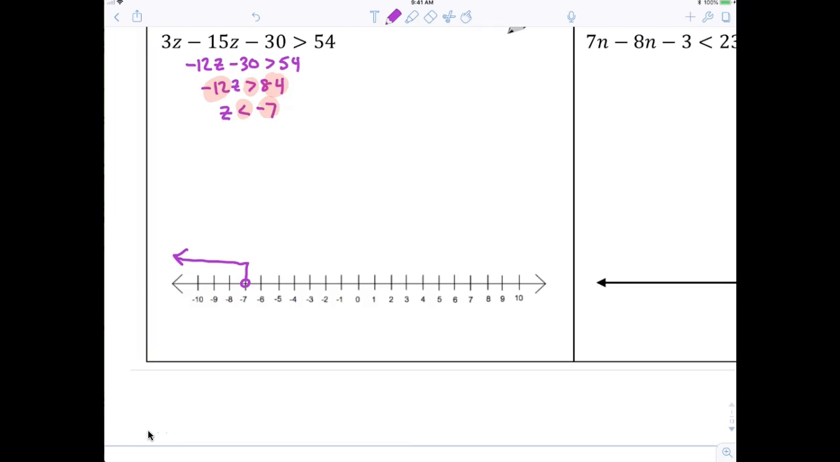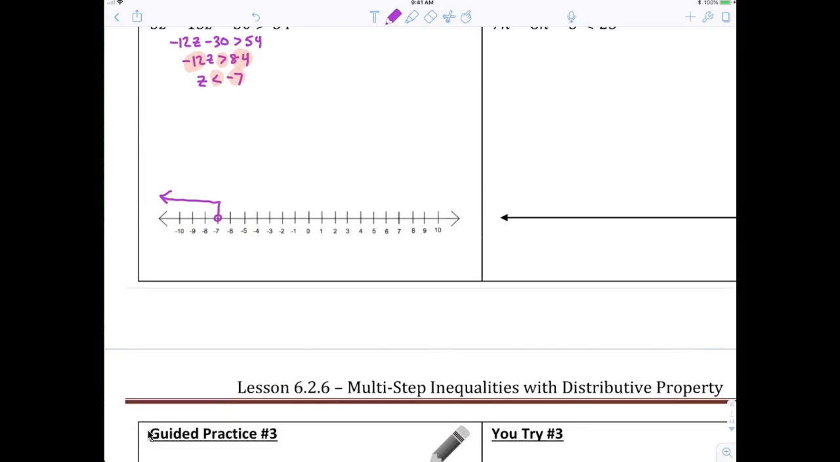Now, interval notation. Here we go. Remember, you read numbers from left to right. So I'm going to start at where? And I'm going to end at what? Now, am I including -7? No. That's why it is a parentheses. That's why it's a parentheses. I mean it. Okay?